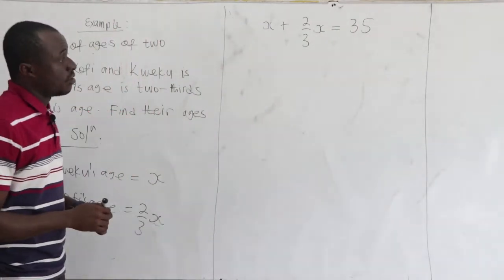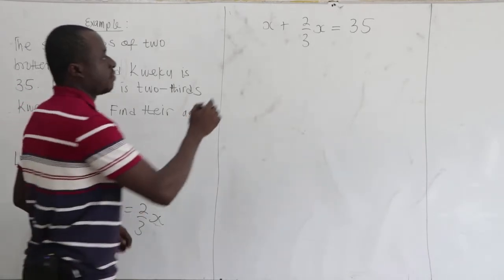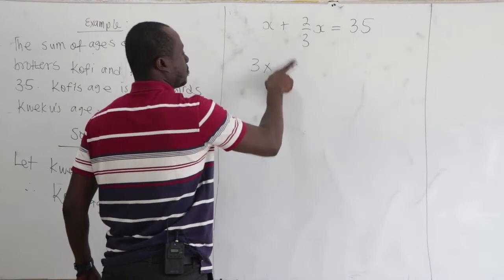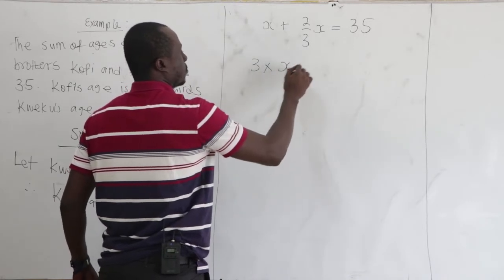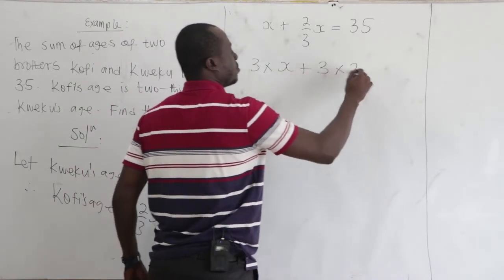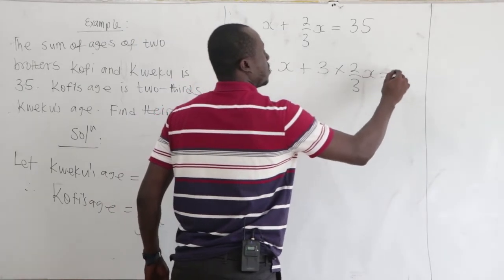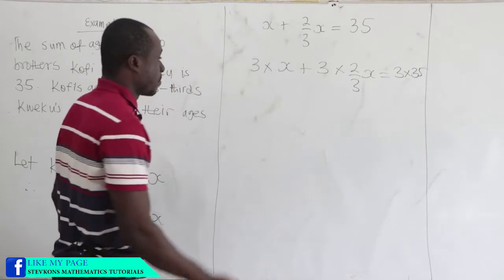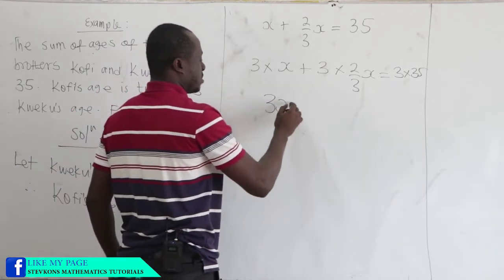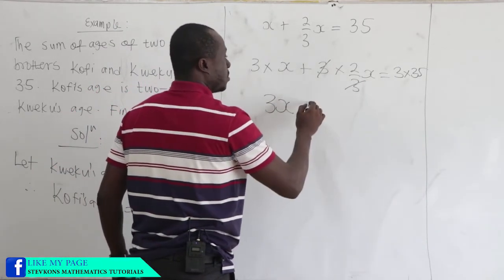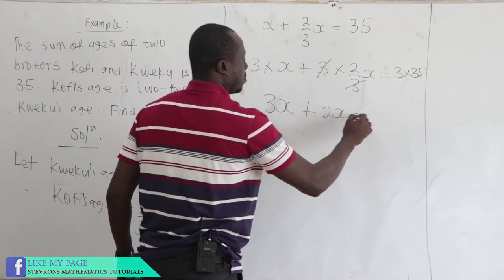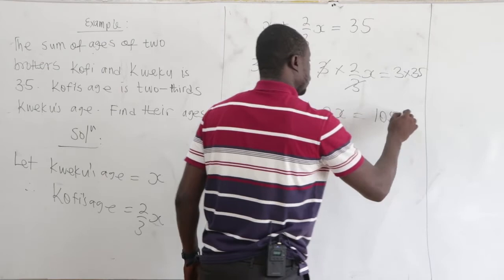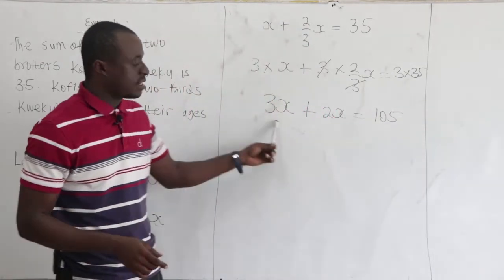35. Now, what's the LCM? The LCM is 3. So 3 times x plus 3 times 2 over 3x equals 3 times 35. 3 times each term. Now, the first one gives us 3x. Now, let's see, this is cancelling out this. So we have plus 2x equal to, now what is 3 times 35? This is 105.